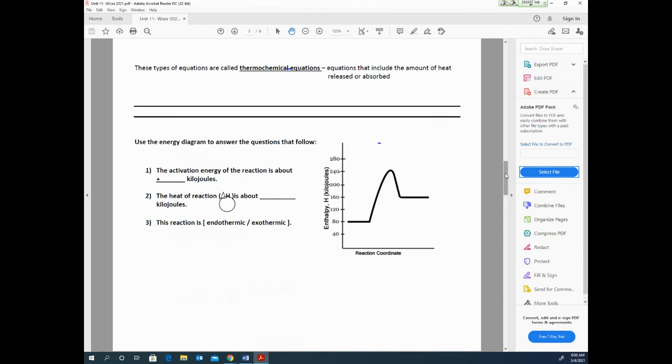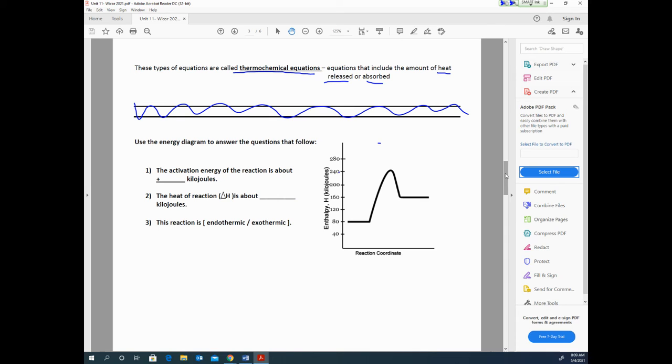Okay, let's do this little practice. It says these types of equations are called thermoequations, equations that include the amount of heat that is released or absorbed. This line isn't supposed to be there. It was supposed to be taken out, and I forgot to erase it. But those are called thermochemical equations, the ones I just talked about above, that have the kilojoules on either the reactant side or the product side. They're called thermochemical equations. All right, now let's do a little practice.